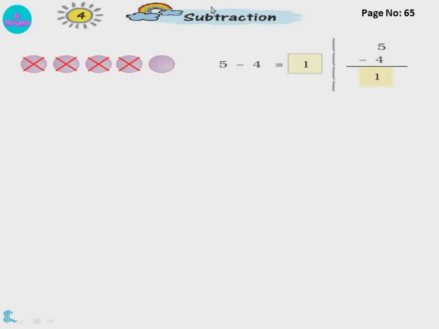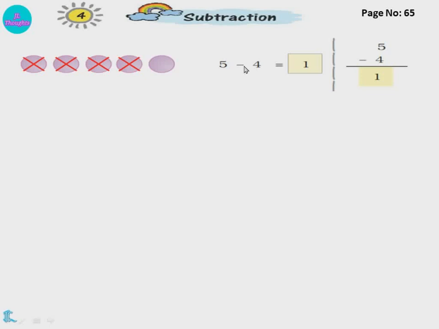Page number 65. As we did in addition, if you do horizontally it is also same, vertically also same. 5 minus 4, if you write like this horizontally, that is in this form of a sleeping line, that is also same. And if you write in the form of a vertical, that is standing line, 5 minus 4, that is also same. So before 5 balls were there, 1, 2, 3, 4, 5 balls were there.